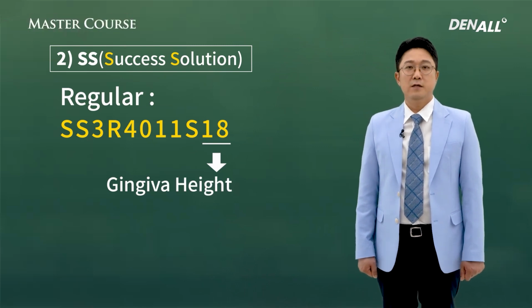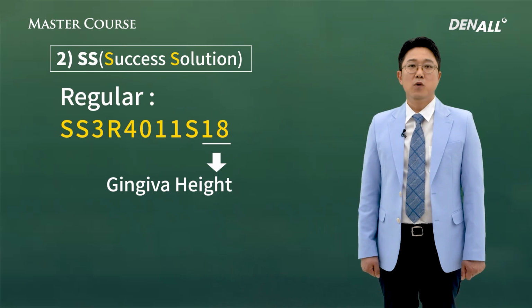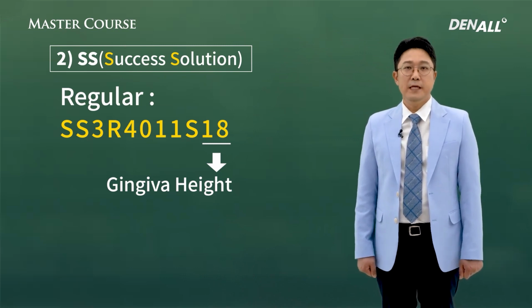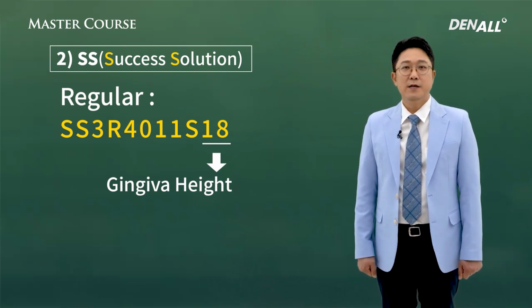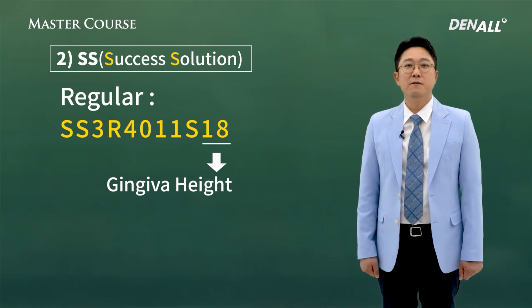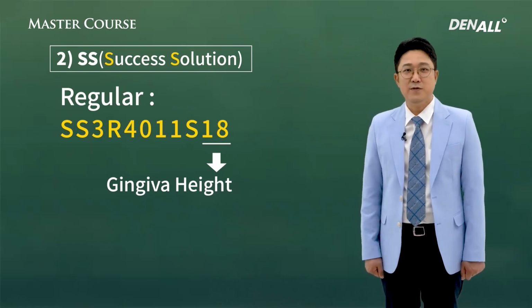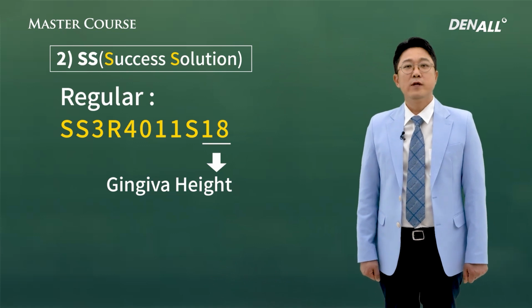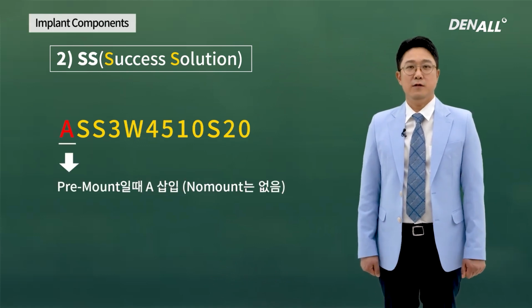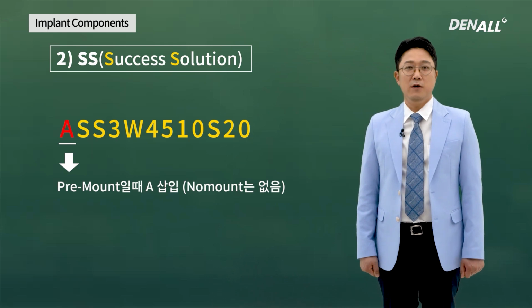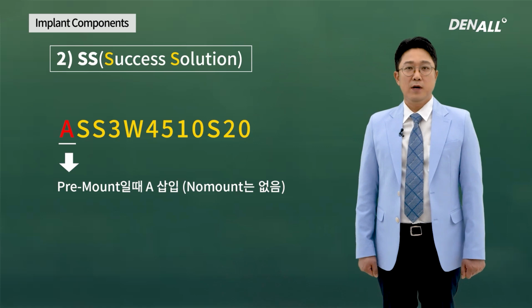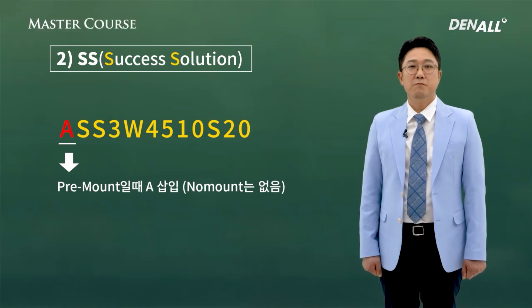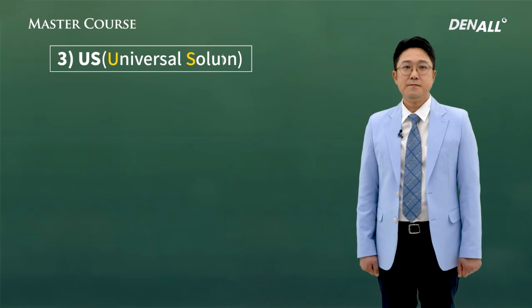The 18 is only for SS fixture, and it is the height of the area that meets the gingiva is 1.8 millimeter, and in the case of 2.0 millimeter, it is marked as 20. The code on the product, now you can understand what this means. Additionally, in the case there's A at the very front, it means that there's mount, and in the case there's no mount, it is not marked. The TS implant, in the case there is mount, it is marked as B.